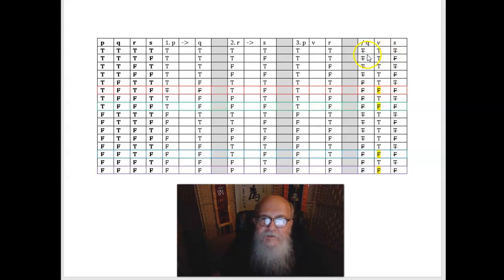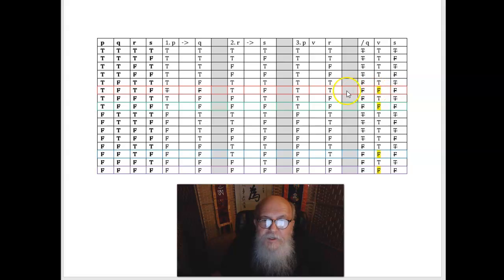So I don't have to worry about this line, this line, this line, this line, or this line, but I do have to worry about this line because it's possible to have a false conclusion with all true premises, and that's what I need to test. And similarly here, and here, and here. But those are the only places I need to worry about.